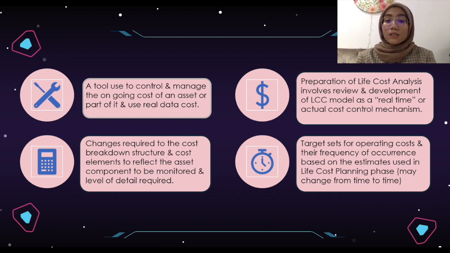Next, the preparation of a life cost analysis involves review and development of the LCC model as a real-time or actual cost control mechanism. Changes may also be required to the cost breakdown structure and cost elements to reflect the asset components to be monitored and the level of detail required. Targets are set for the operating costs and their frequency of occurrence, based initially on the estimates used in the life cost planning phase. However, these targets may change with time as more accurate data is obtained from the actual asset operating costs or from the operating costs of another similar asset.